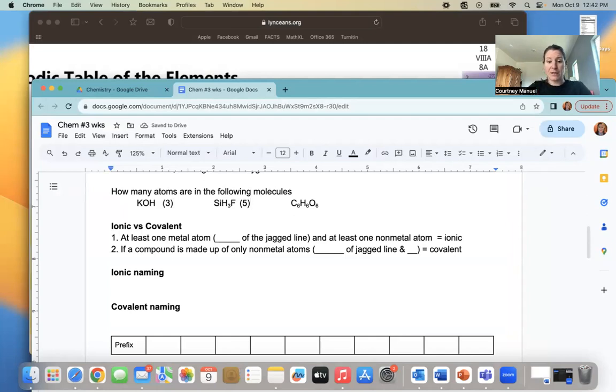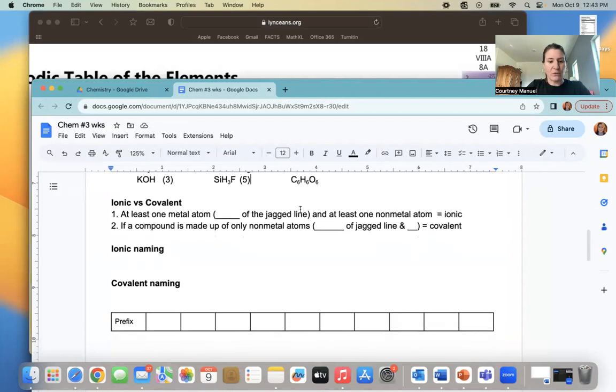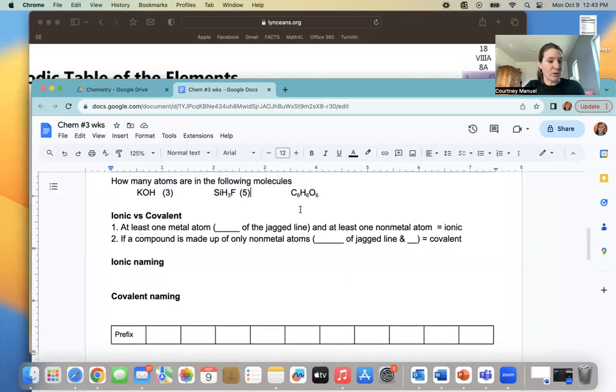Okay, I'm going to leave this last one to you. That's actually like a sugar molecule, like a glucose. So I'm going to let you add that one up and figure out what those ones are.